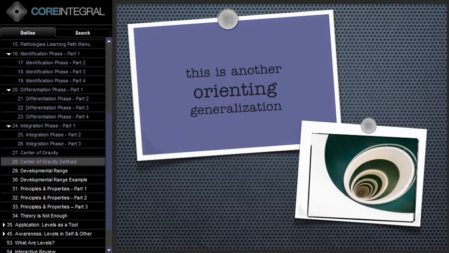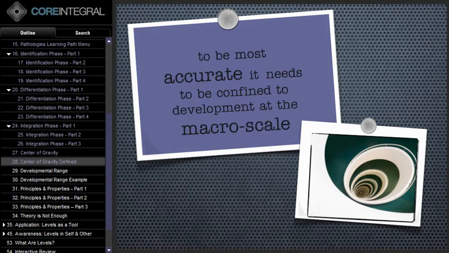However, please keep in mind that the concept is not yet research validated, and to be most accurate needs to be confined to development at the macro scale. So, if we were to say that your best friend's center of gravity is orange, does this mean every expression they make will come from the orange altitude? Well, not exactly. Our final concept, called developmental range, shows us that your friend's expression will show variance towards higher and lower levels depending on a few variables.